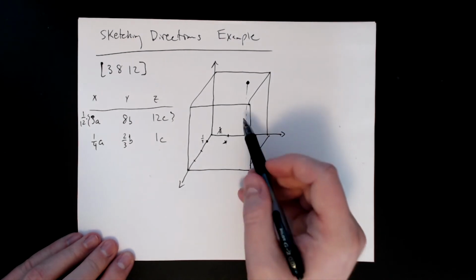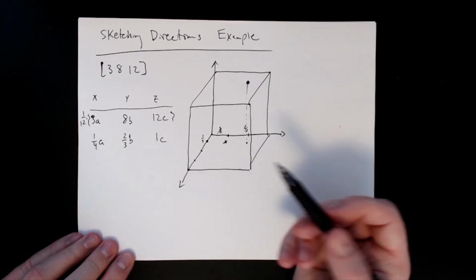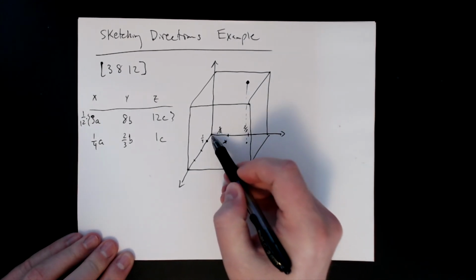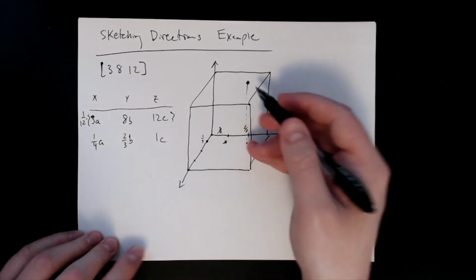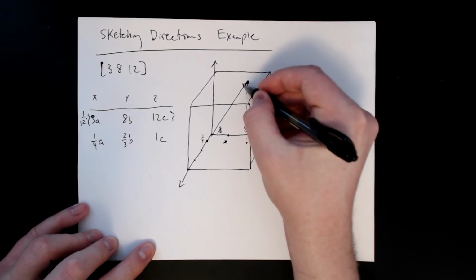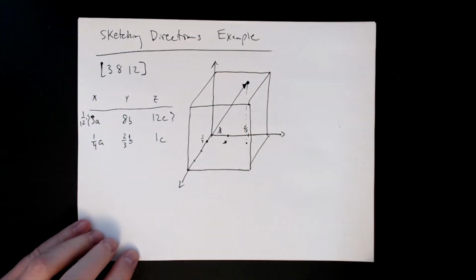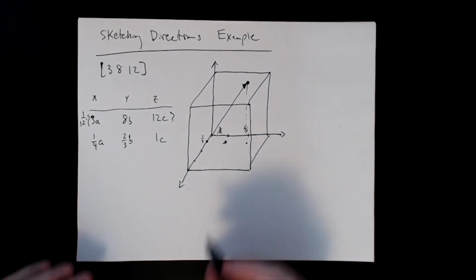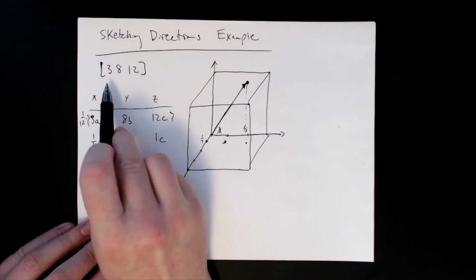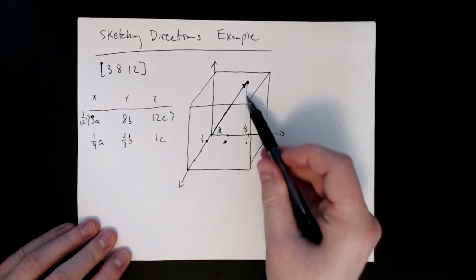All right, so I've drawn the endpoint. The last step is to make the arrow by connecting the beginning to the endpoint. I just draw a line from that, and since it's going towards the endpoint, I make an arrow. So that's my direction. That is my 3, 8, 12 direction.